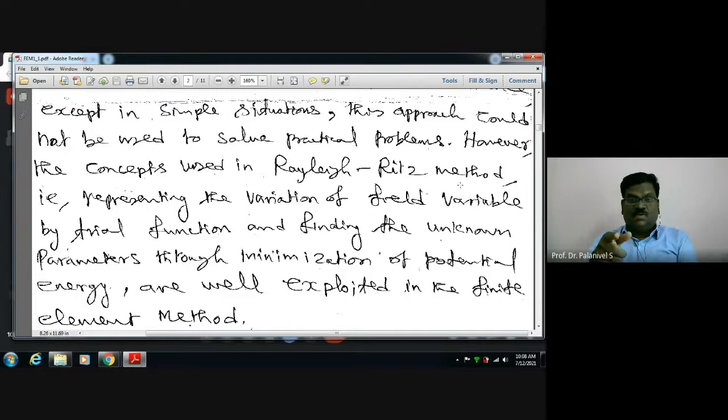Sir, whether this concept alone, the minimization of potential energy, is well exploited in the finite element method? No. In the finite element method, we use the virtual displacement principle, even this potential energy principle, and so on. So many methods we use, whether the equilibrium approach or the energy approach, anything we can use in the finite element method. Okay, no problem. That I will discuss slowly.